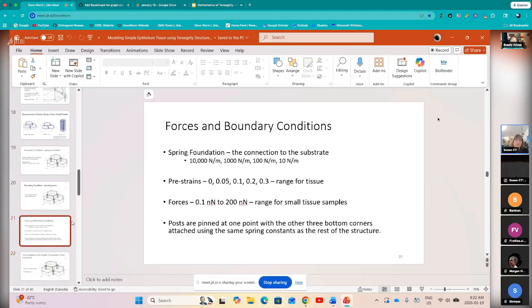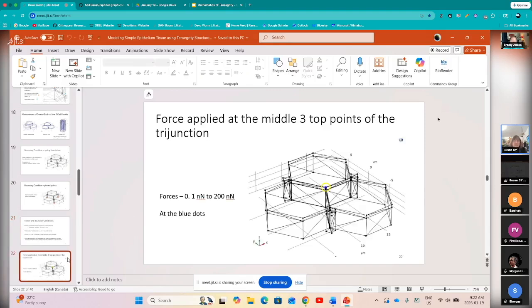And then I used a range of spring foundations, a range of pre-strains, a range of forces, and I had to do the whole thing by hand. I had to individually apply each one of these forces to the middle. I couldn't automate it. Usually you automate it by telling the program, "Go between this force and that force and draw me a graph." Well, no, I had to do this individually and then draw my own graph.